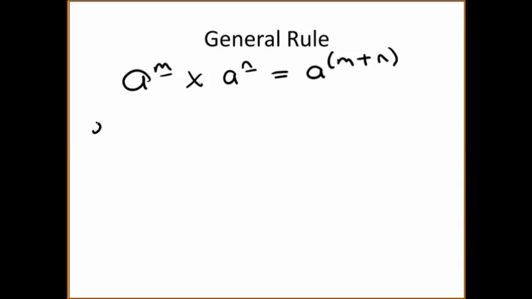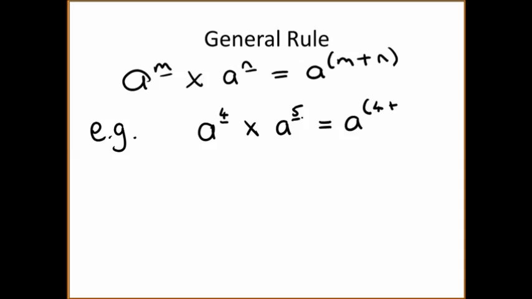So, an example of this would be if we had a to the power of 4 multiplied by a to the power of 5. This would be a to the power of the index of the first expression, 4, plus the index of the second expression, which is 5. That gives us our answer as a to the power of 4 plus 5, 9.